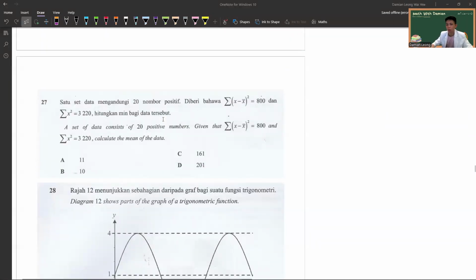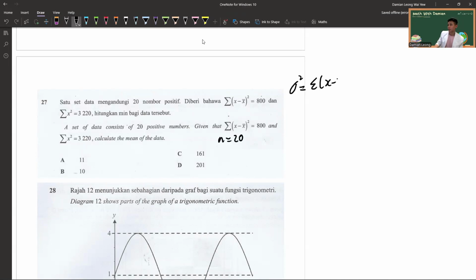Question 27. The set of data here consists of 20 positive numbers, means n is 20. I'm given the sum of (x minus mean) squared is 800 and the sum of x squared is 3220. Calculate the mean of the data. Here, using these two values is the standard deviation formula, or variance formula. Let's say I use variance since it doesn't have the square root.